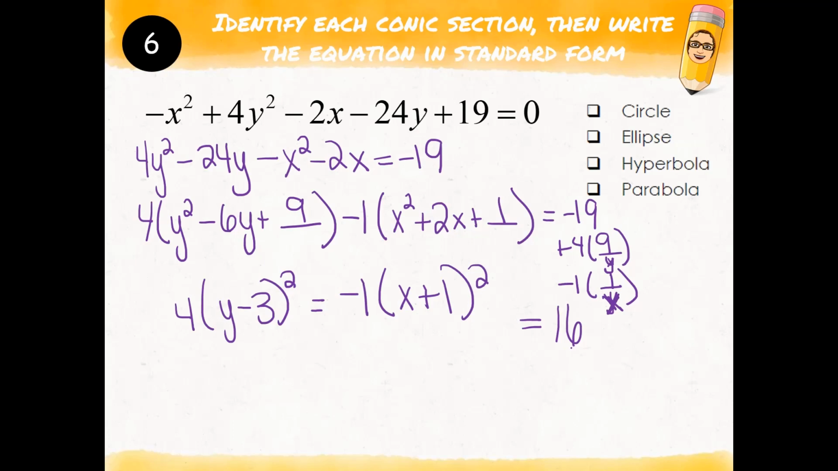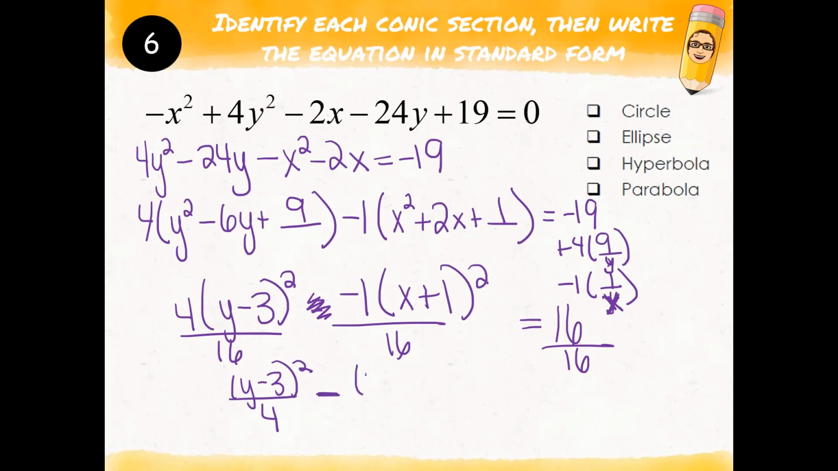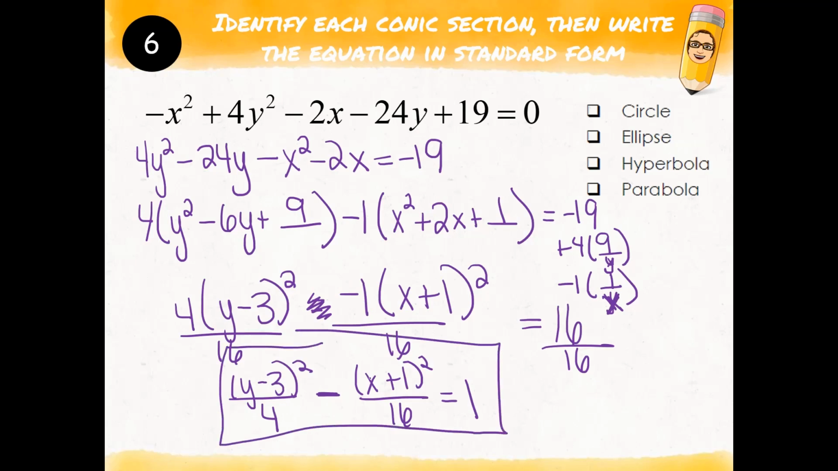Again, it's a hyperbola, right? Can't be equal to a number. So let's divide by 16. Oh, why do I have an equal sign there? There we go. Y minus 3 squared over 4. Now, this minus 1, it's going to just drop the negative to go right here. Okay? So that is what's causing the negative between the two fractions. And that is my hyperbola. Strange, right? They're kind of unique.